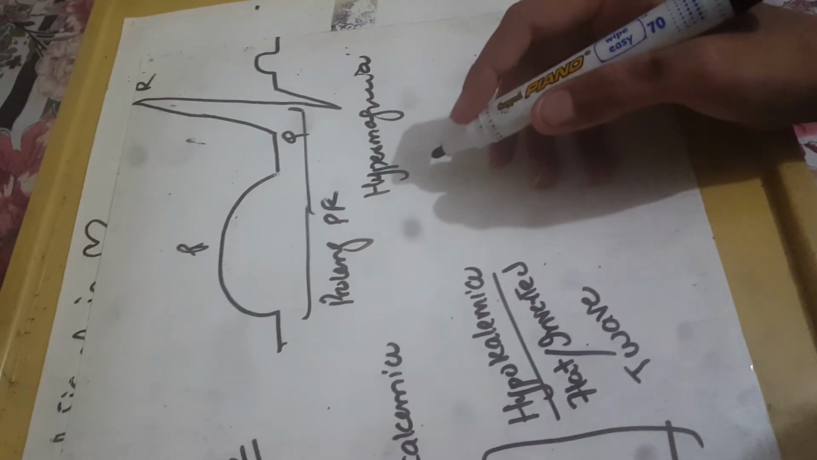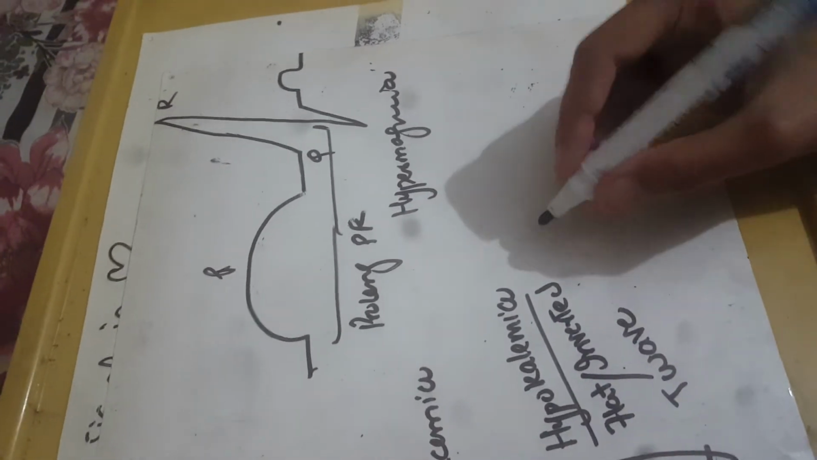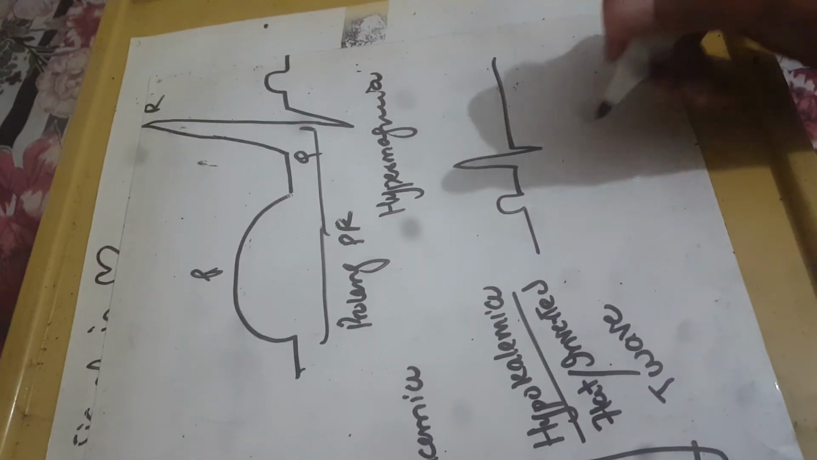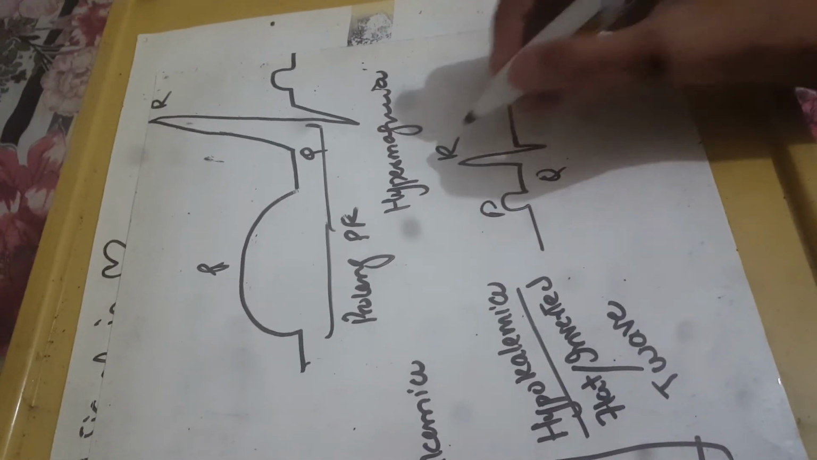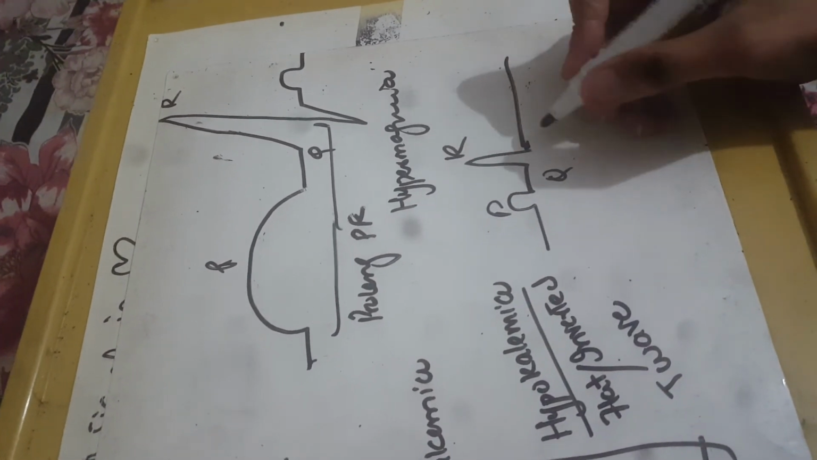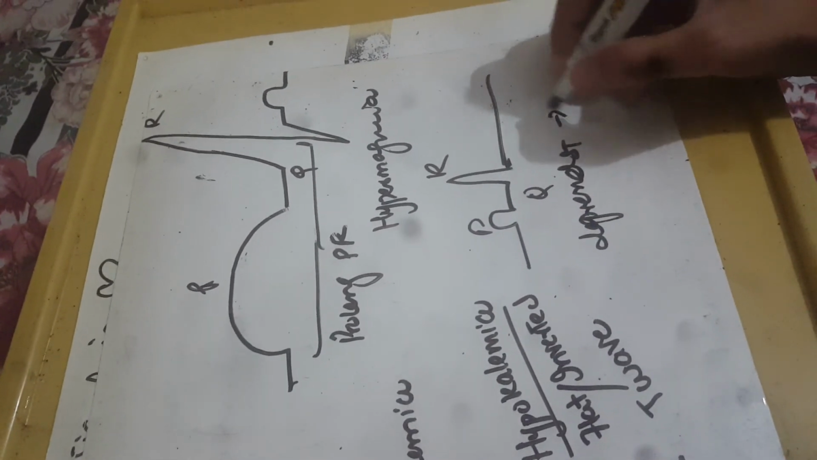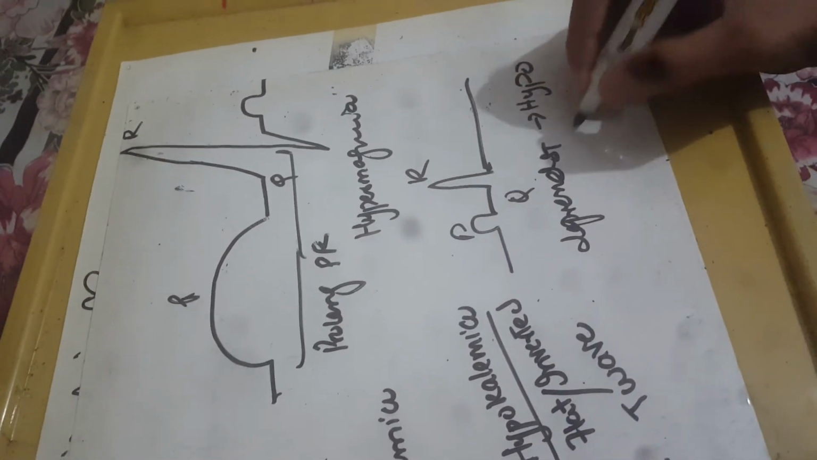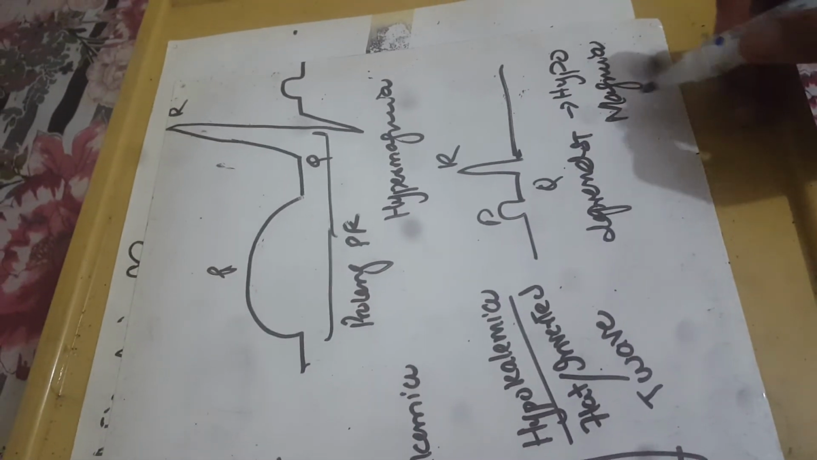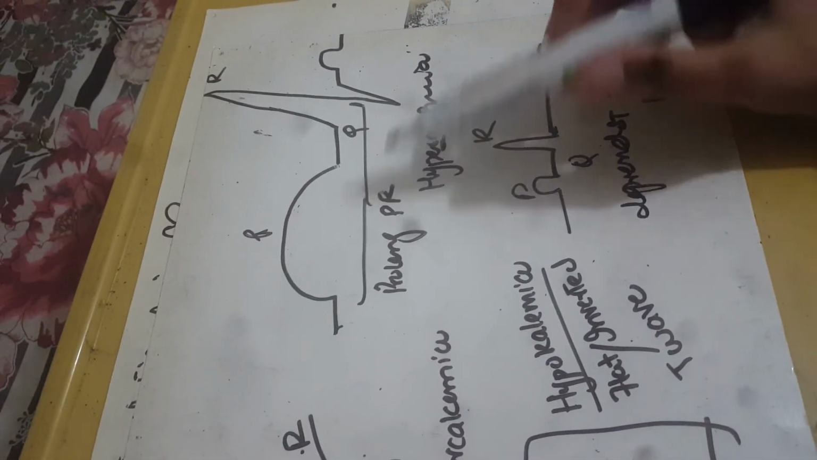Hypermagnesemia, right? And if there is a depressed ST, S and T is depressed, like this, PQR, it is also depressed. What happens? Depressed ST, we have hypomagnesemia. Hypomagnesemia, right? Hypomagnesemia and depressed ST. Hypermagnesemia in prolonged QRS interval.